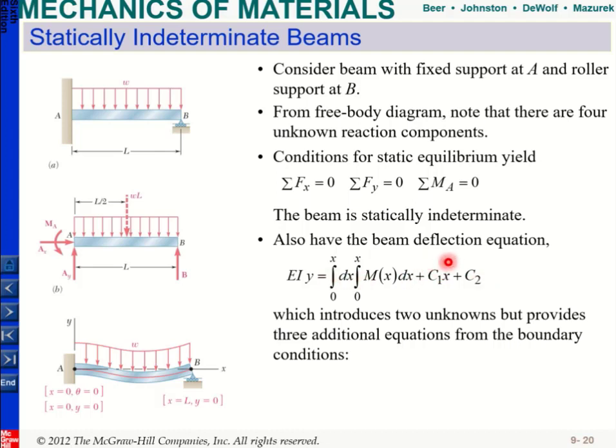So when you write this I will get 2 additional unknowns. But if I look at the boundary conditions, what I know is at A the slope is 0 and the deflection is 0, and at point B deflection is 0. So I get 3 more boundary conditions, but from this equation I only get 2 unknowns. So the total is I have 3 equations from the boundary conditions and 3 equations from equilibrium, so I have 6 equations, and I have 4 unknown reactions plus C1 and C2, so I have 6 unknowns. From there it means that I can solve this question and find all the unknowns.